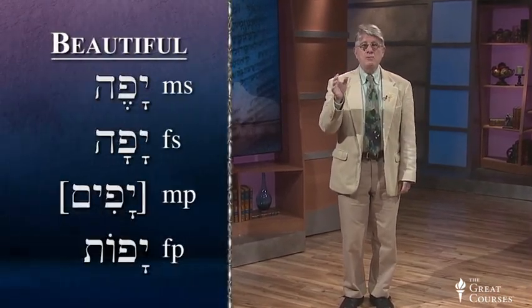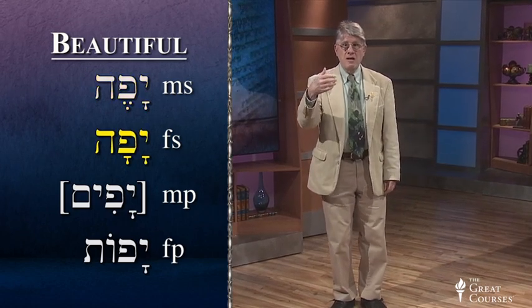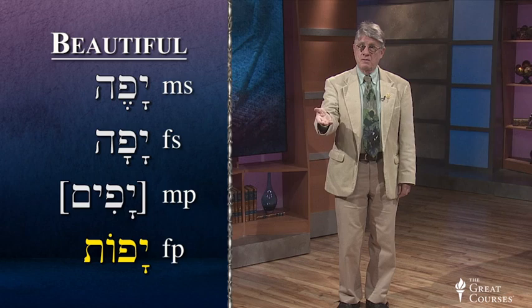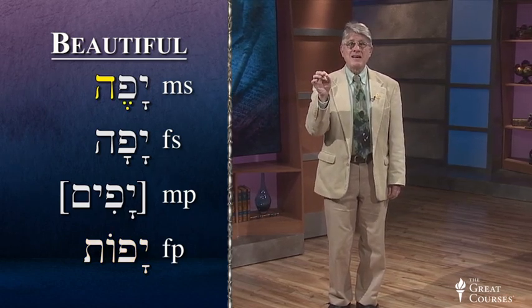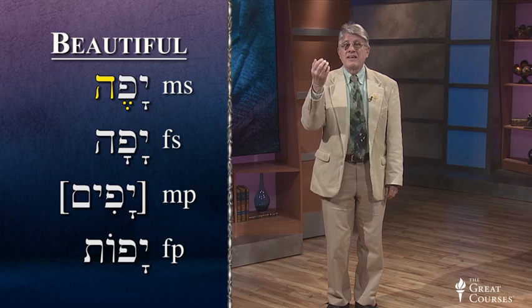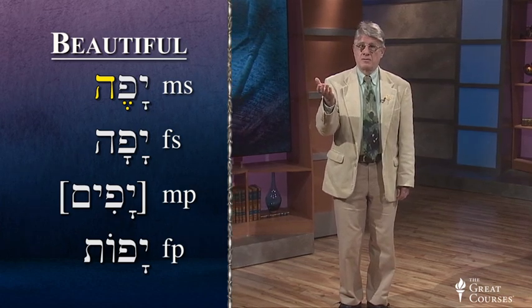I want to start simply by reminding you of an adjective that we learned when we were first looking at final hey, the adjective yafeh, which means beautiful. And the four forms of this adjective were yafeh, yafa, yafim, yafot. Notice carefully, the eh of yafeh is an ending that drops off before you add the other endings.